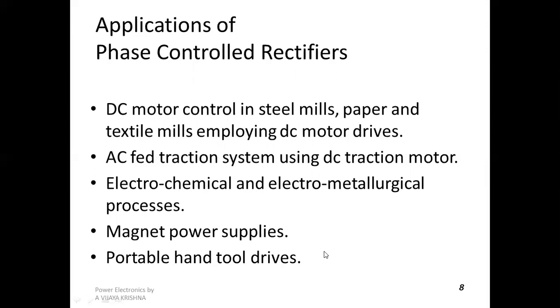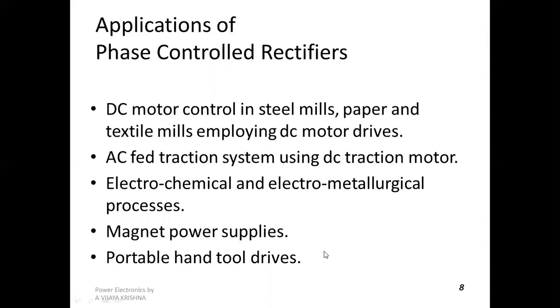And next one, AC fed traction systems using DC traction motors. Nowadays traction system applications are running with DC motors, the DC series motors only. The DC series motors require a rated fixed DC voltage. Therefore, the available AC supply can be converted into DC using a phase control rectifier. This is one of the important applications for phase control rectifiers in a traction system.